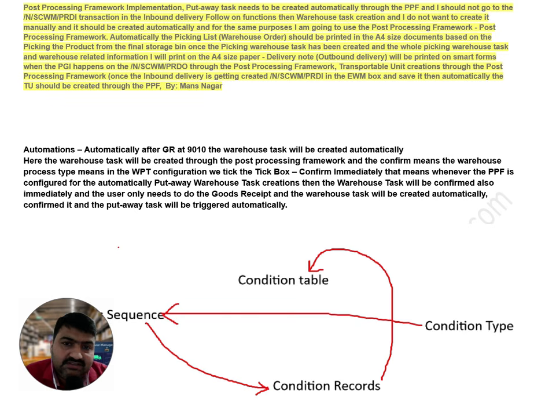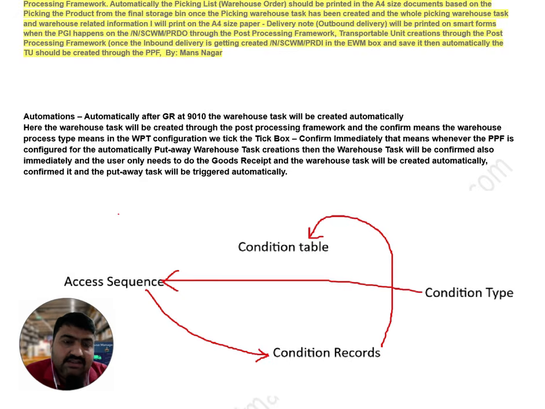So when these things happen, mentioned above and highlighted with the yellow color, then I call this an automation. Automatically after GR at 9010, the warehouse task will be created automatically. Here the warehouse task will be created through the post-processing framework. This is the power of the PPF, as we call it in short form.